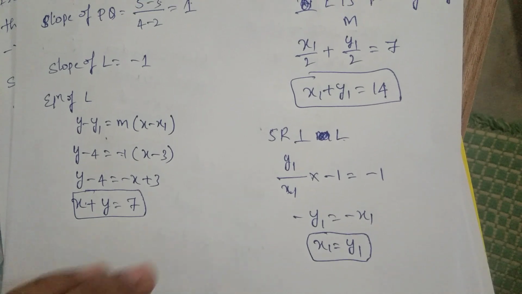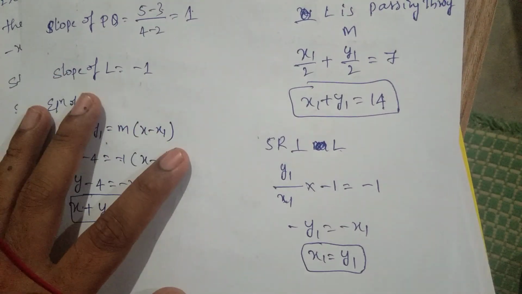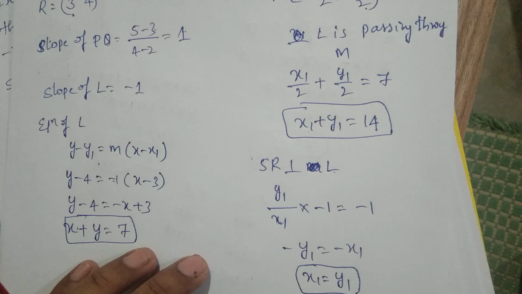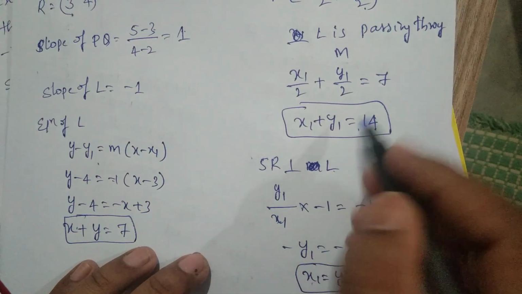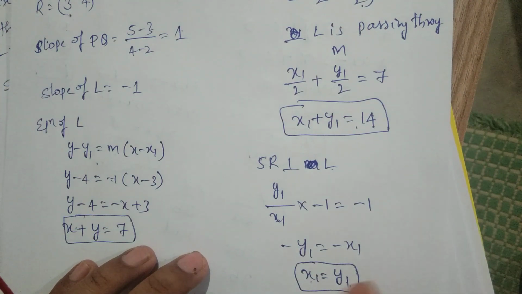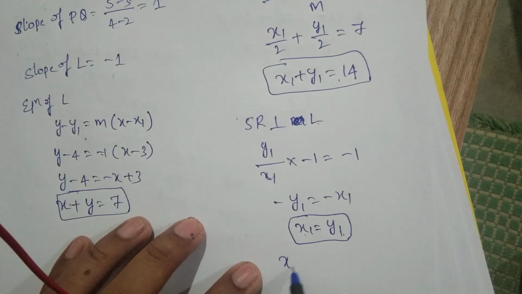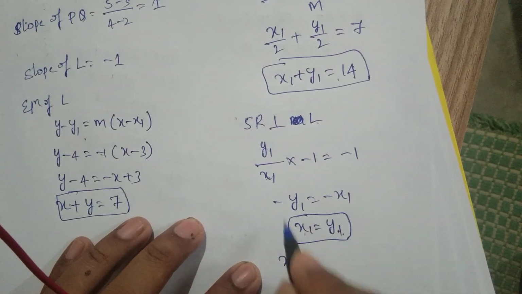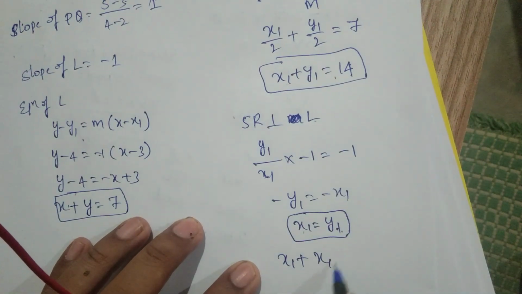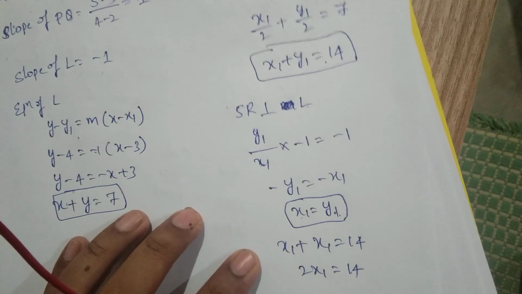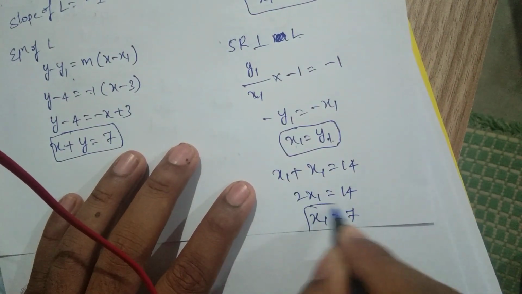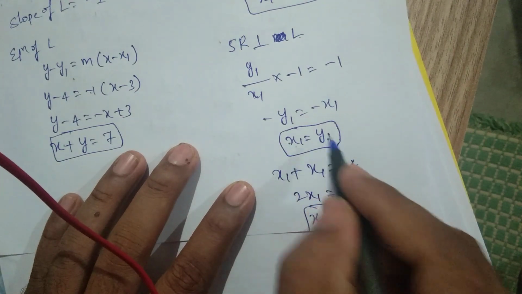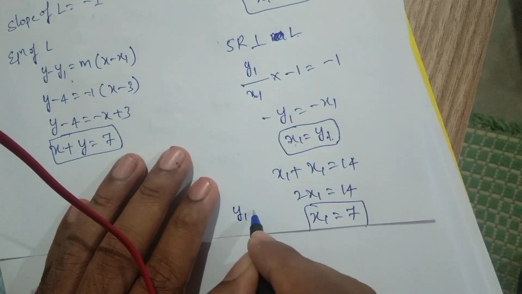Now I will substitute x1 is equal to y1 in this equation, and you will get the x1 or y1 value. In the place of y1 I fill x1: x1 plus x1 is equal to 14. Now 2x1 is equal to 14, then x1 is equal to 7. We already know that x1 is equal to y1, so y1 is also 7.